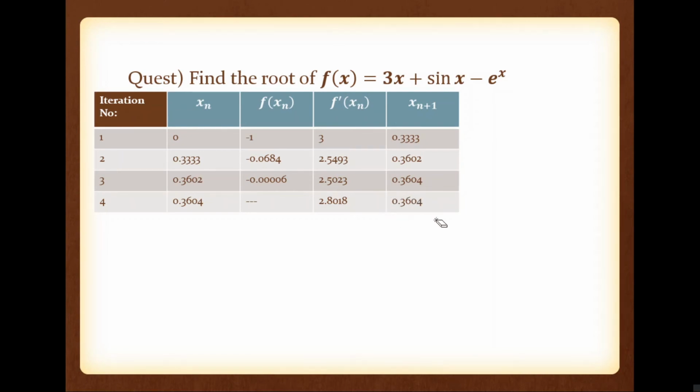So the root of this method is numerically taken as 0.3604. The actual root is not 0.3604. Some inaccuracy is there, but that inaccuracy is small. So 0.3604 is the numerical root of this equation. Okay. So the numerical root is equal to 0.3604.